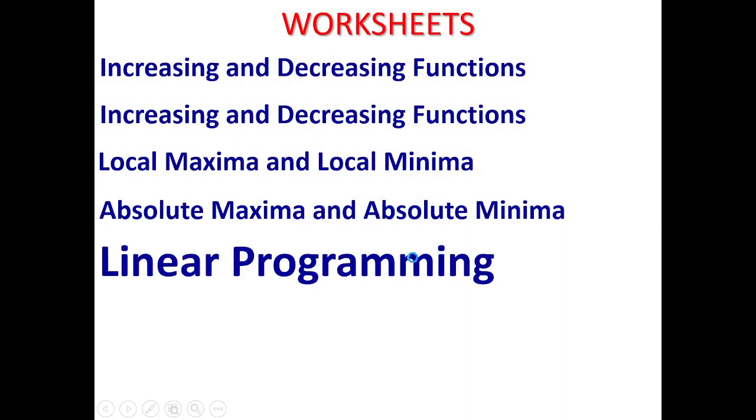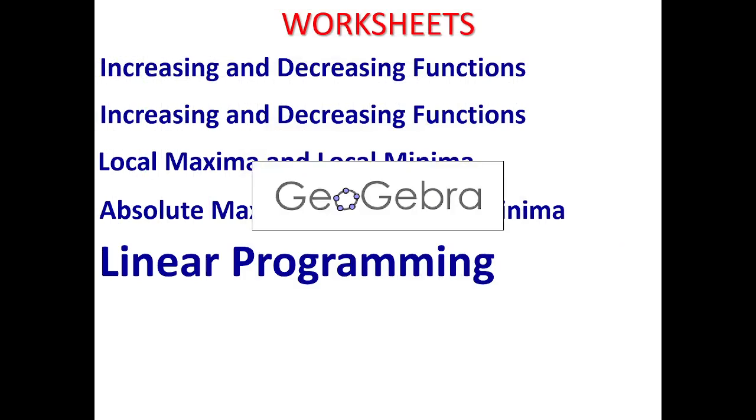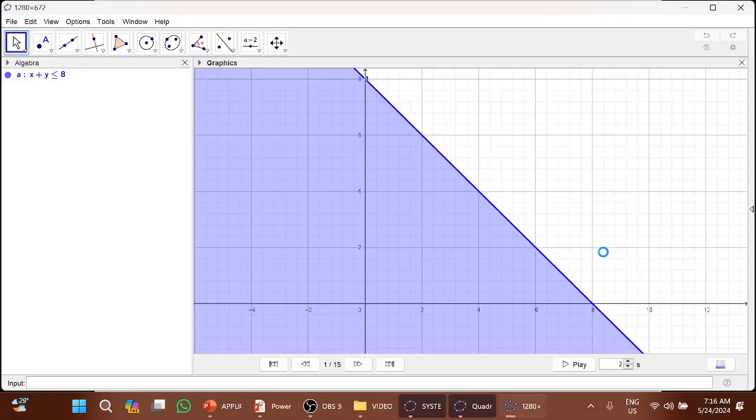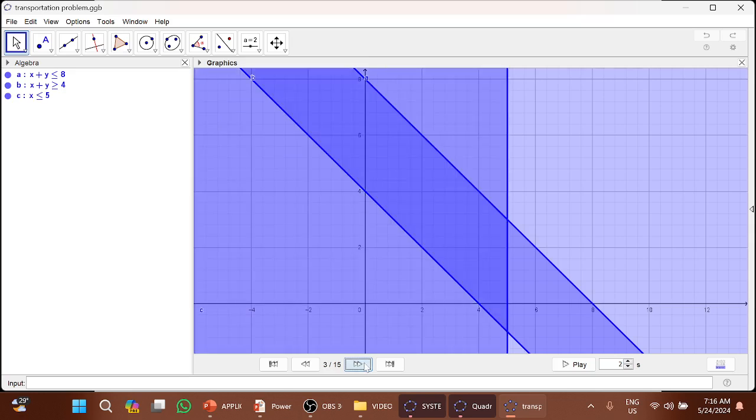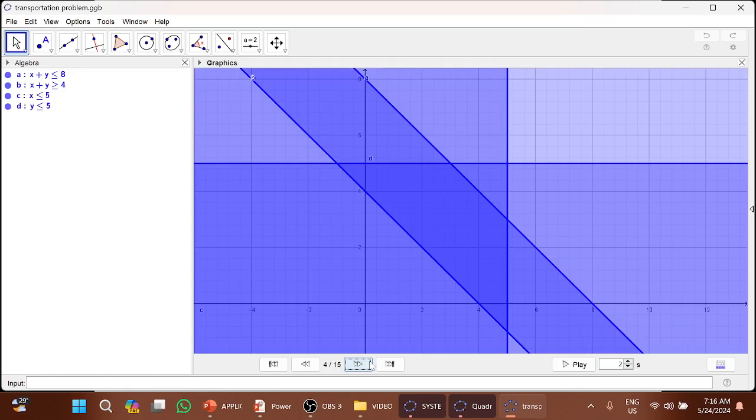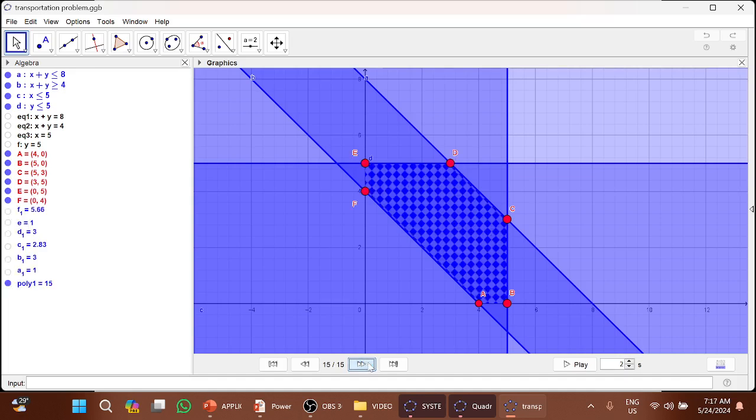Okay, then in linear programming, all of you know that normally we will be shading, showing that this is the region for that inequality and all. Linear programming can be visualized very nicely by this. For example, this is the first line, x plus y less than or equal to 8. The second line, x plus y greater than or equal to 4. Then x less than or equal to 5, and y less than or equal to 5. Everything can be shown, and you can show them the feasible region also, and the child can visualize it totally.